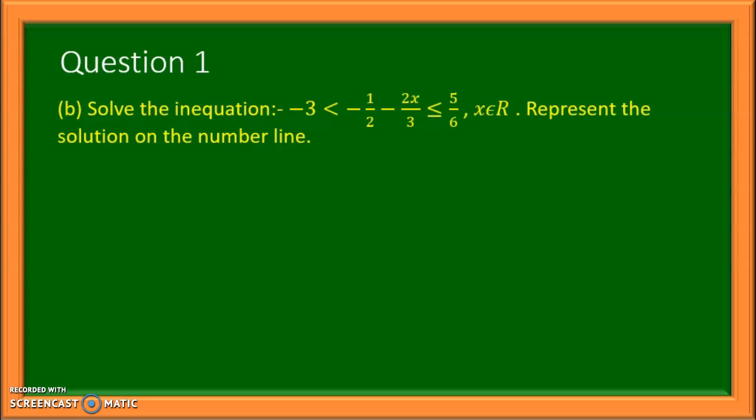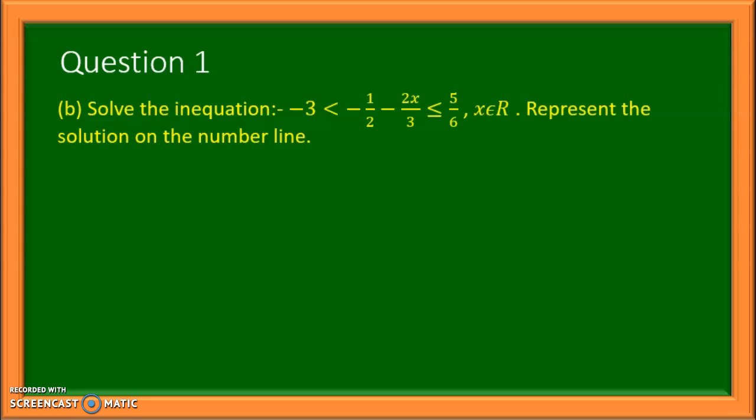Solve this inequation: minus 3 less than minus 1 by 2 minus 2x by 3 less than or equal to 5 by 6. X belongs to any real number. Represent the solution on the number line. That means first of all we should find the solution of this inequation, the value of x. It is an inequation, so you will get a range, and x, a real number, lies between something and something. Let us start.